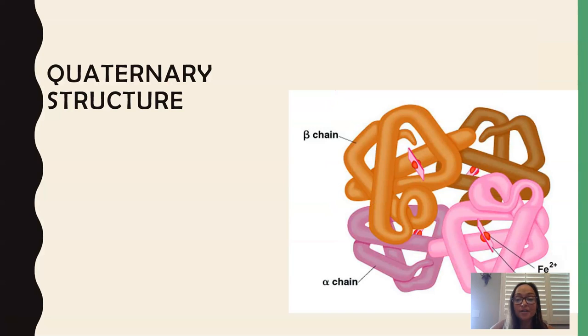Then we have the quaternary structure. The quaternary structure is kind of cool. The quaternary structure is basically where you take multiple polypeptides and they join together. So here I have 3 polypeptides coming together to form my quaternary structure. That one is the easiest.